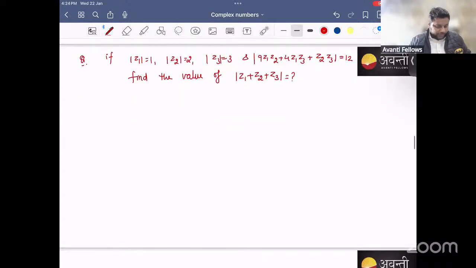Yes, please, quick. Mod Z1 is 1, mod Z2 is 2, mod Z3 is 3. And magnitude of 9Z1Z2 plus 4Z1Z3 plus Z2Z3 is 12.